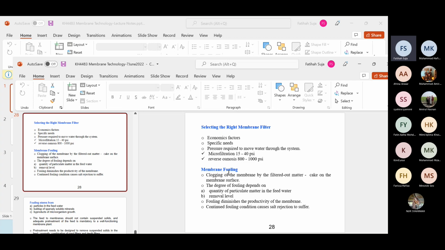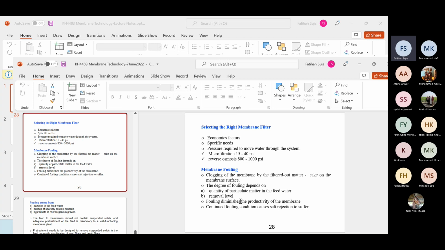So another thing that we need to consider is membrane fouling. What is membrane fouling? Actually, it is the clogging of the membrane by the filtered-out matter, which forms a layer called cake on the membrane surface. So the degree of fouling depends on the quantity of particulate matter in the feed and the level of its removal.